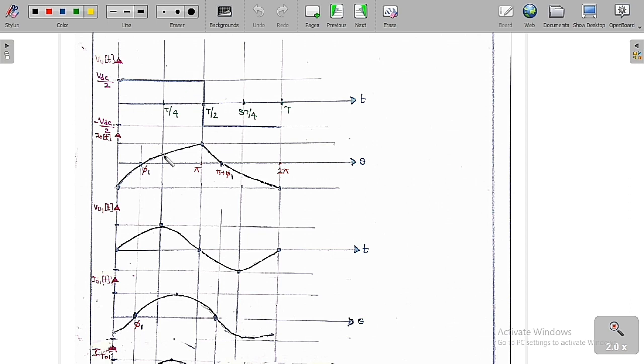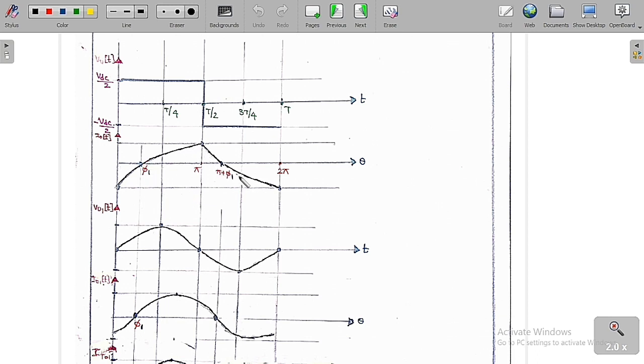So here it is a lagging nature also. So it is going to lag by some amount of angle phi 1. Let me assume phi 1 is the angle by which the current is going to lag the supply voltage. So this is the current that you are going to get.